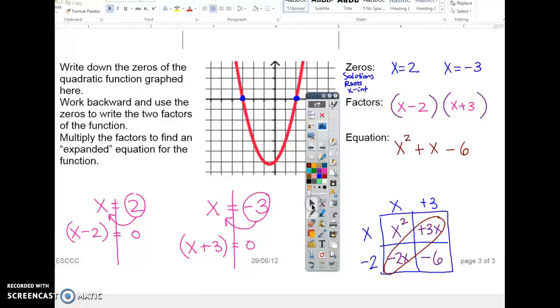So that's just a review of the stuff that we've done all year. Well, since before the break. You find the zeros, change the sign, those are your factors, multiply them using the box, that's your equation. Go ahead and finish the rest of this paper, front and back, and don't forget we have a quiz tomorrow over this stuff.